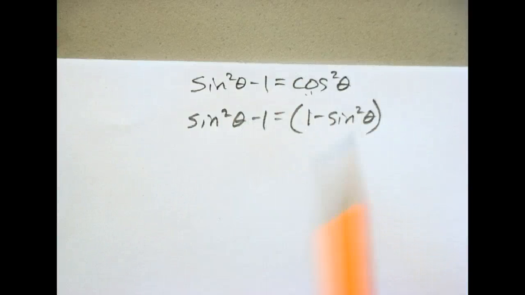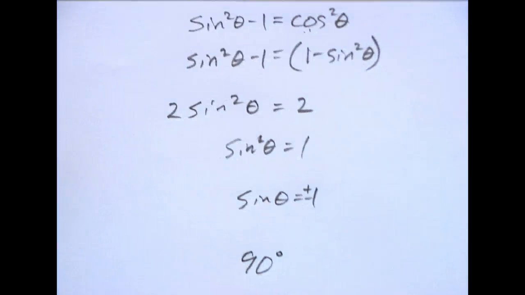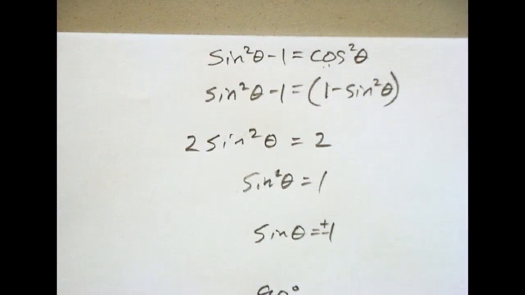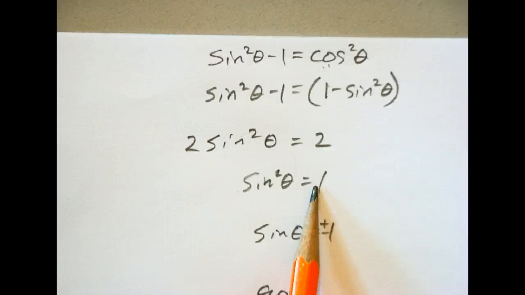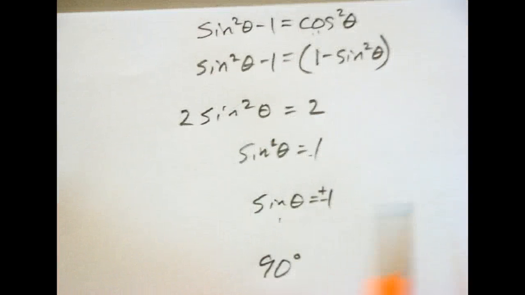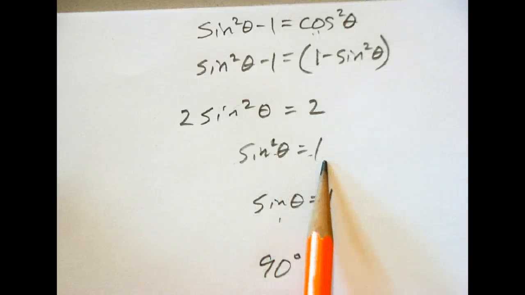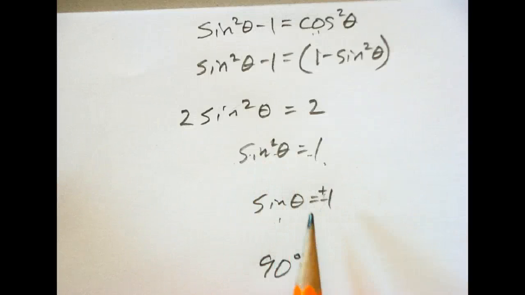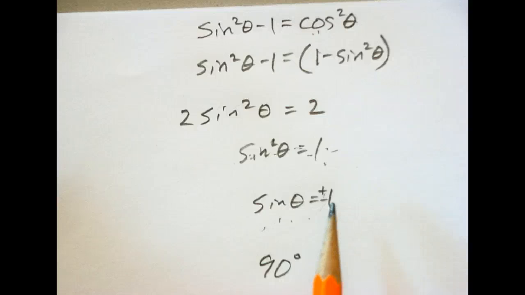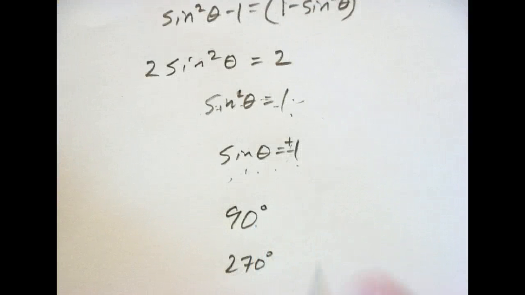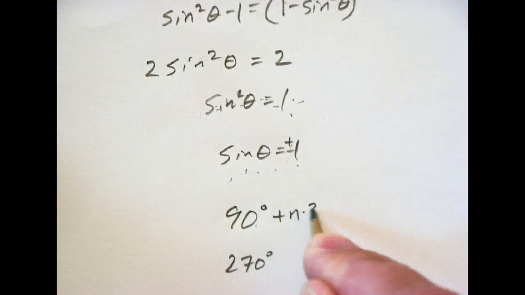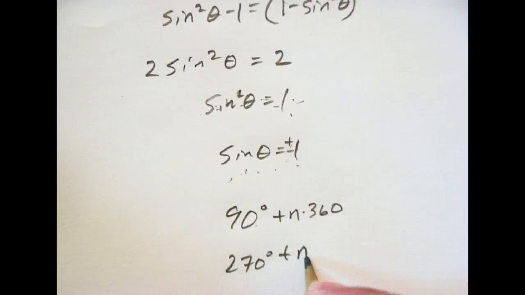Well, let's solve through this one first. Let's everyone go ahead and solve that real quick, okay? We should get that sine squared theta is equal to 1, which means sine theta, when you take the root, remember you've got to impose plus minus. Take the square root of both sides. You get sine is equal to plus minus 1, which is at 90 and 270, plus n times 360.